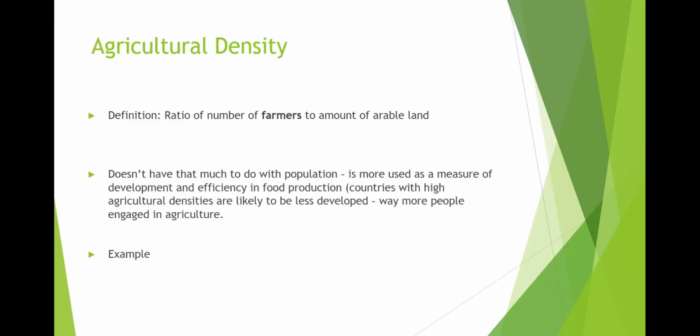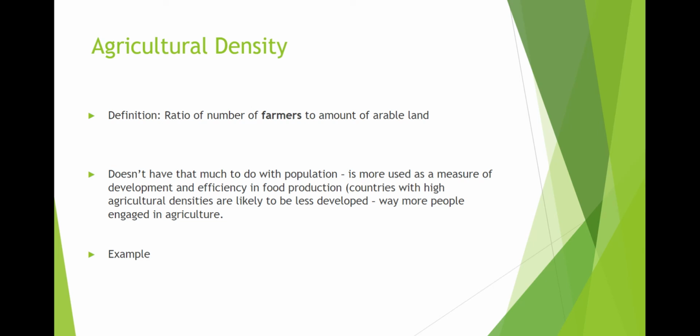All right, so the last type that we are going to talk about, and this is a type of population density, but it doesn't actually have to do that much with the study of population. So it is called a country's agricultural density, meaning the ratio of the number of farmers to the amount of arable land. Because it doesn't have that much to do with population, because not every country has equal amounts of farmers, it's more used as a measure of development and efficiency in food production.